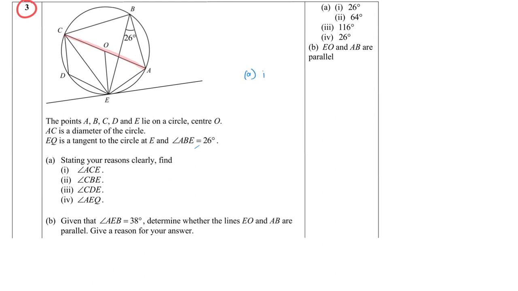So let's do A part 1. It's a bit small. ACE over here. Using my fingers to trace, ACE is here, and you notice it also goes here. They all come from the same arc in the same segment, AE. So, therefore, angle ACE is very simply 26 degrees. Reason, angles in the same segment. First one done. Let's erase. Clearly, this is 26 as well.